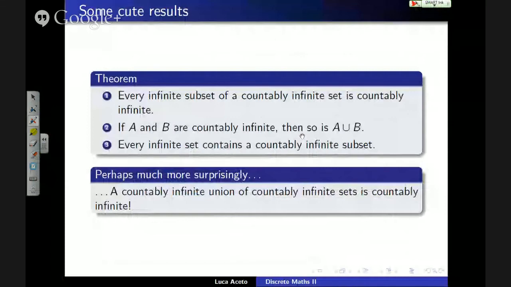So here are some other interesting things, or perhaps things that for deranged minds like mine are interesting. Some other interesting things about infinite sets. So suppose that you have a countably infinite set. When is a set countably infinite? When it can be put in correspondence with the natural numbers. Fantastic. So somebody gives you a countably infinite set, no matter what set it is, any subset of this set which is infinite is going to be countably infinite. Why?